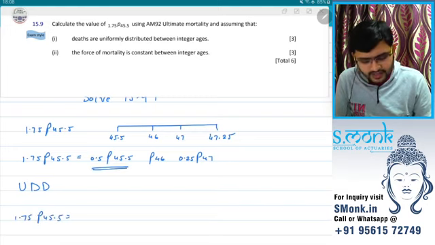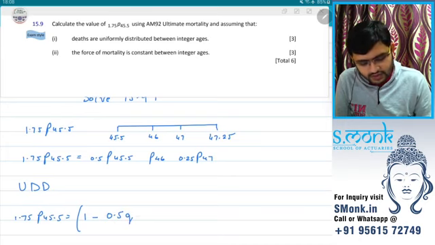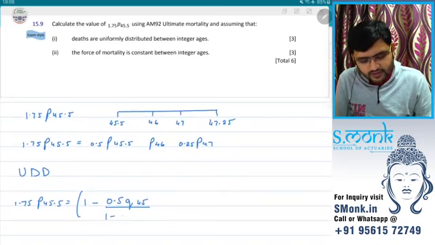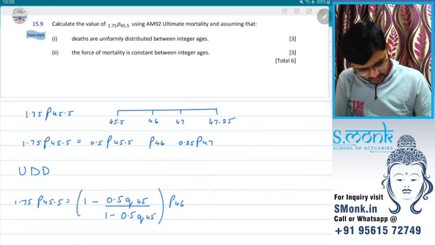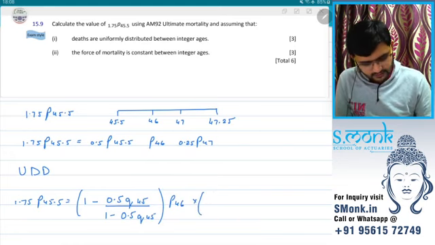We'll say 1 minus, and in q we have the formula, that is t minus s being 0.5 q 45 upon 1 minus s times q 45, that would be 0.5 into q 45. It's a formula. p can be written in terms of 1 minus q. Here I'll just write p 46, and this will be 1 minus 0.25 q 47.